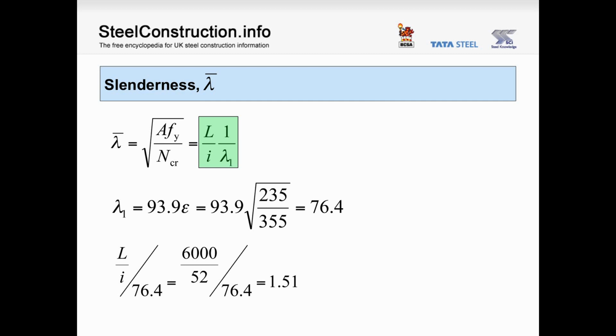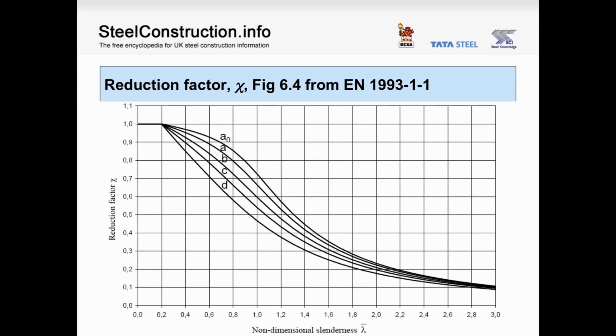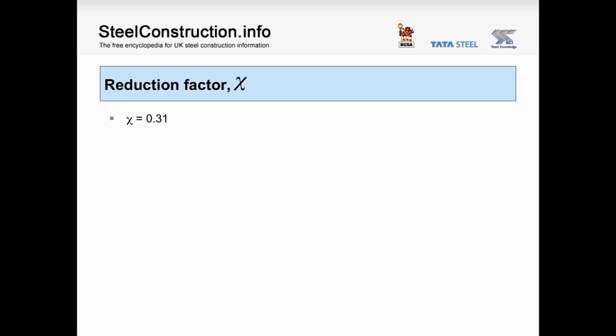Having calculated lambda bar and knowing the curve that we're concerned with, we can then use a table from the Eurocode to extract the reduction factor chi. So along the bottom of this particular table is lambda bar. Lambda bar we know is 1.51. We know that we're to use curve C, and therefore reading to the left, the reduction factor chi is 0.31.